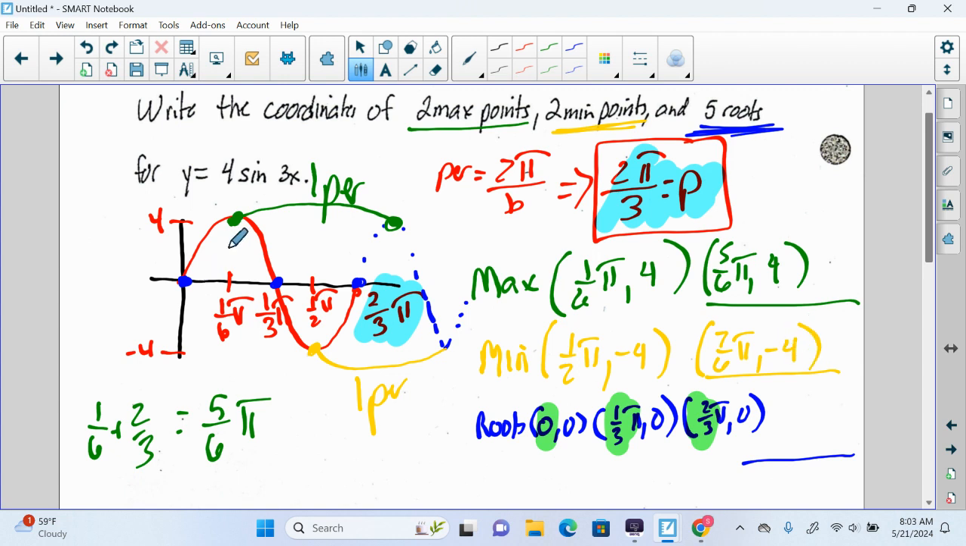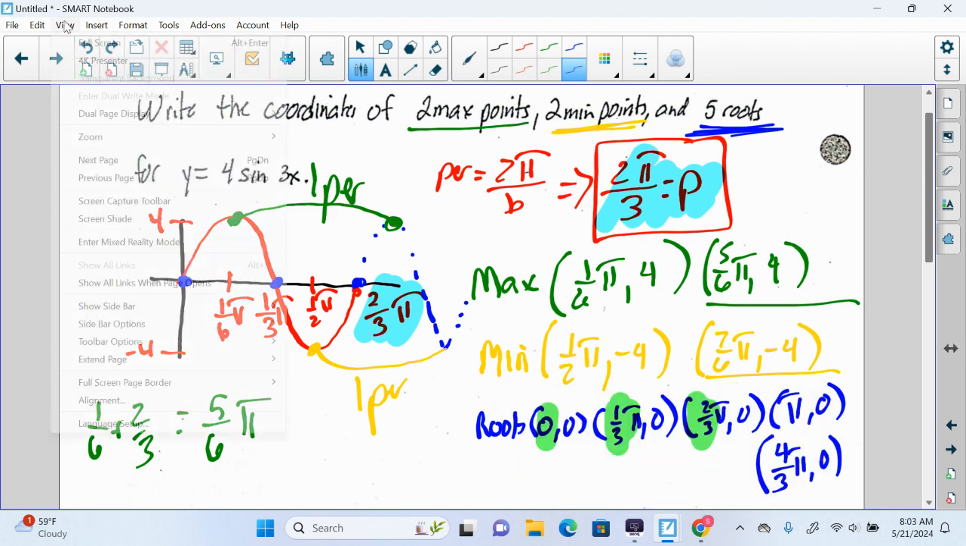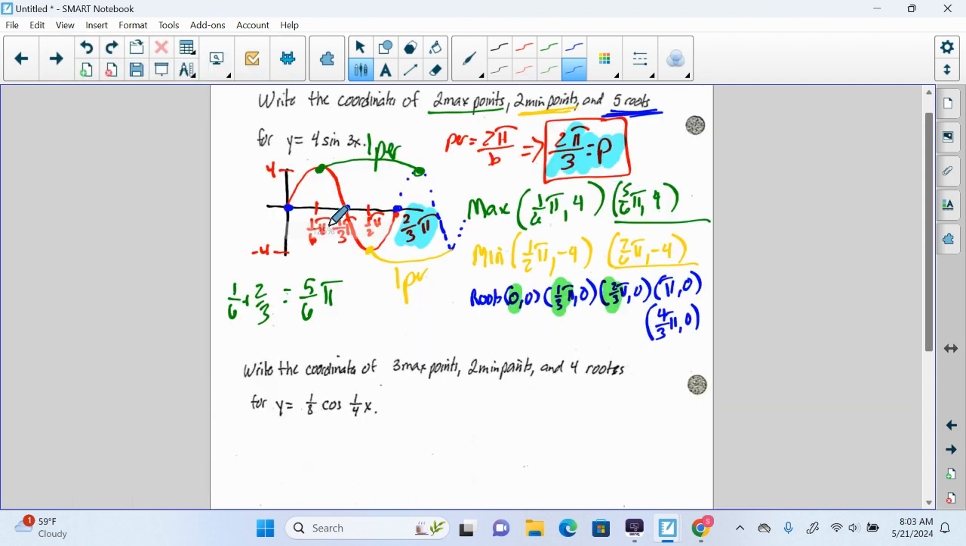Now the roots are a little bit different. It does go one period, but every half period hits the root. So if we look here, 0, 1/3, 2/3. Next one will be 3/3, which will just be pi, comma 0, and add 1/3 to that, it will be 4/3. Let me erase this here. 4/3 pi, comma 0. Okay, so that's how you will do those problems. I will post all the answers as well.